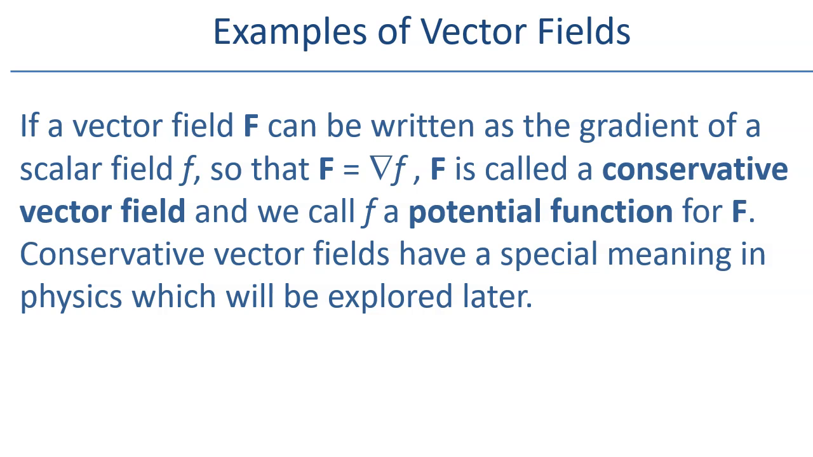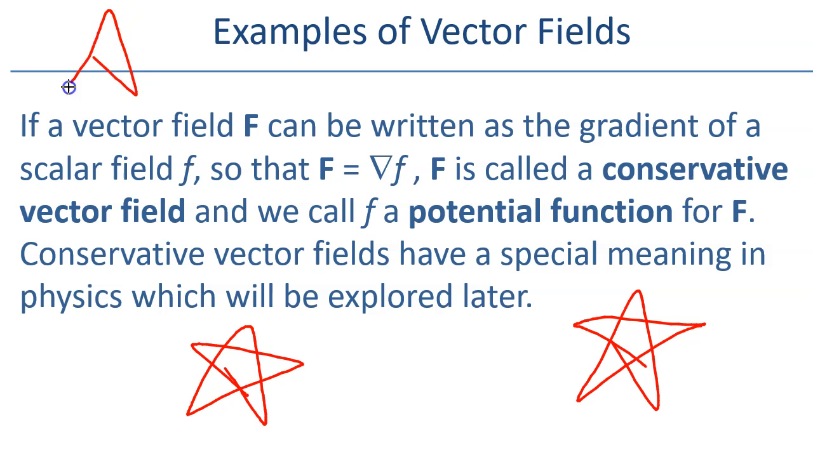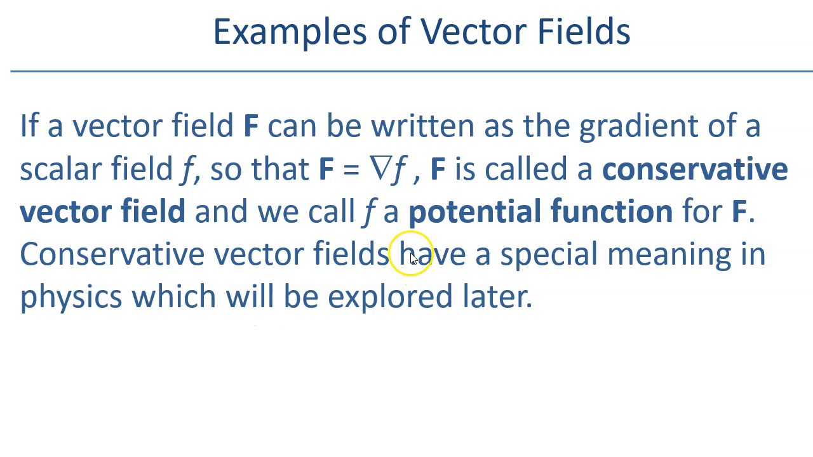All right, we've got a very, very important definition here. If the vector field that we're dealing with can be written as the gradient of some function f, so that the vector field that we're working in is some other function's gradient, then that is called a conservative vector field. And f, whose gradient our field can be defined as, is called the potential function for the field.